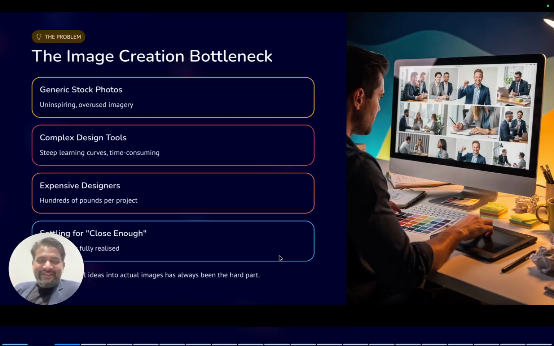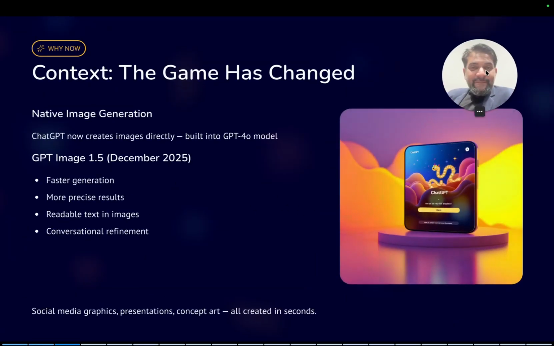Not anymore. ChatGPT can now create images directly from your descriptions, and it's genuinely impressive. Here's the deal: ChatGPT originally used DALL-E 3, a separate image model for generating visuals. But as of 2025, image generation is now native to ChatGPT, built directly into the GPT-4o model and onwards. And in December 2025, OpenAI released GPT Image 1.5, making it even faster and more precise. So, what does this mean for you?